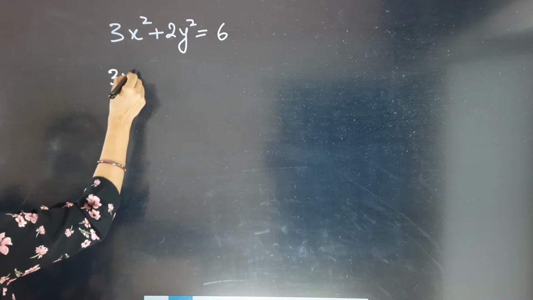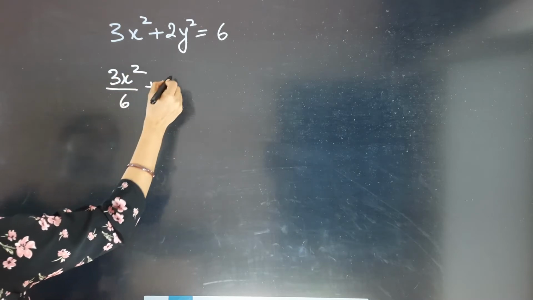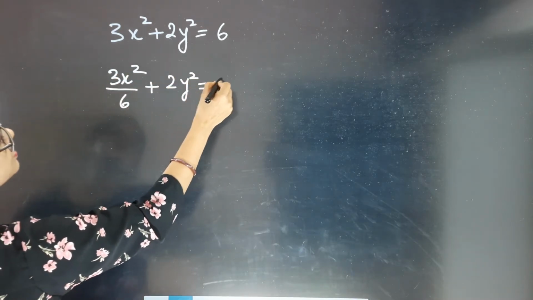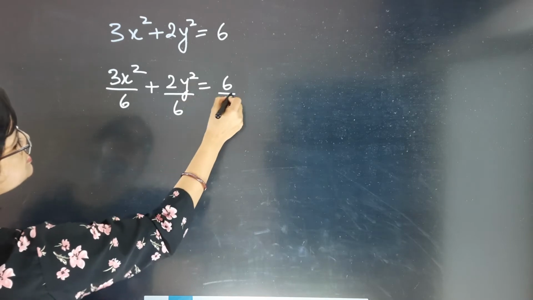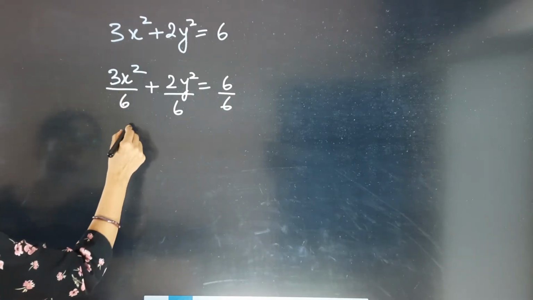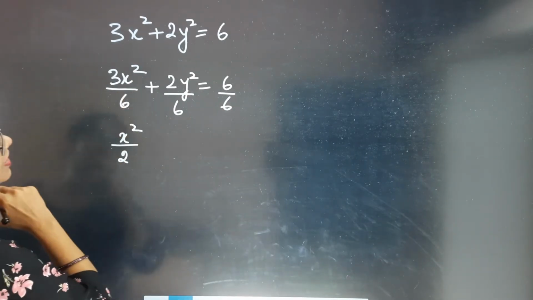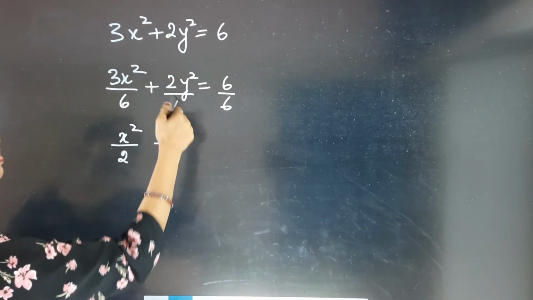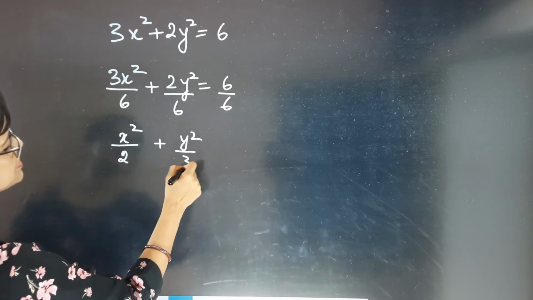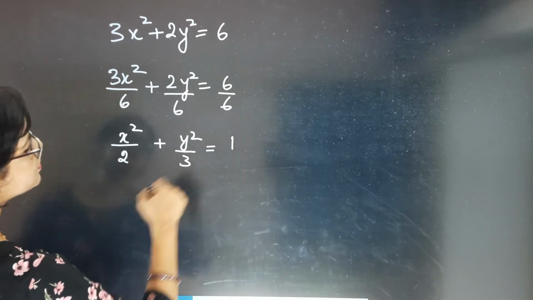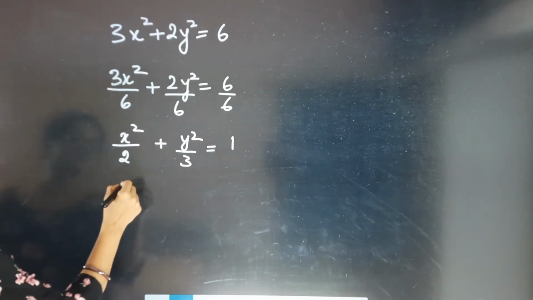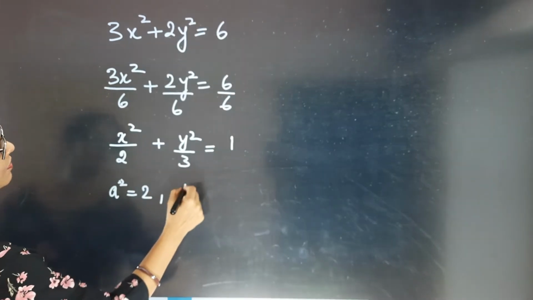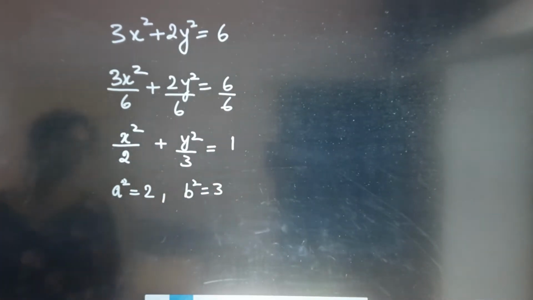So it is going to come as 3x² by 6, when you divide both sides by 6. Now this part is going to come as x²/2, and plus, since 2 by 6 is 1 by 3, y²/3 is coming, and this is exactly equal to 1. So a² is coming as 2. Now b² is coming as 3. Check this one out.